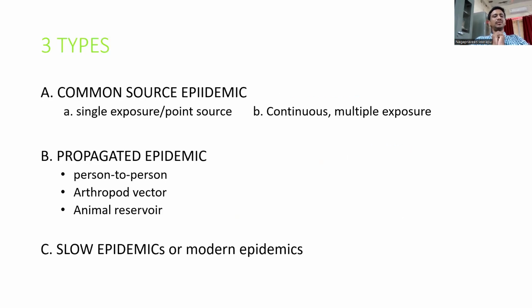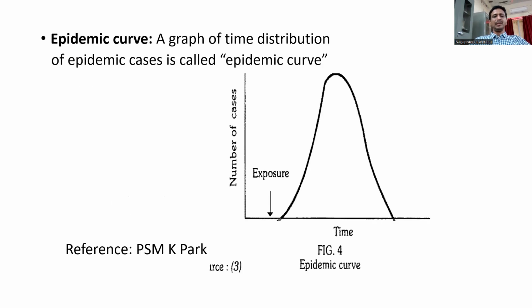There are different types among these short-term fluctuations, based on how the epidemic proceeds. It may be a common source epidemic, which may be single exposure or point source, or continuous or multiple exposure. It may be a propagated epidemic, person to person or through food or vector borne. It may be an animal reservoir transmitting the disease. Slow epidemics or modern epidemics. We'll see this in the next slides.